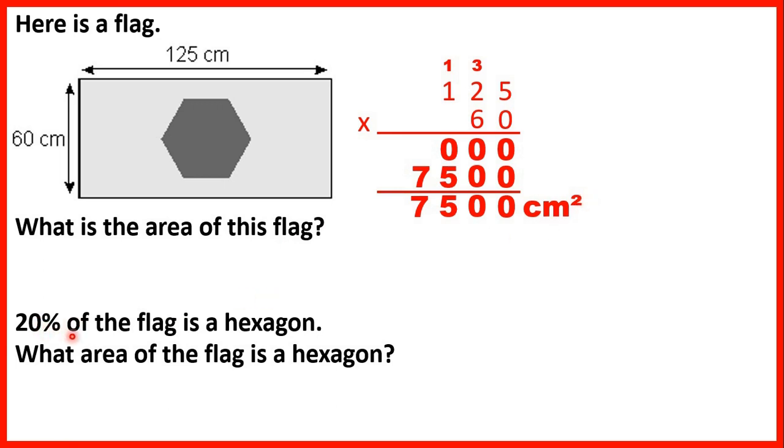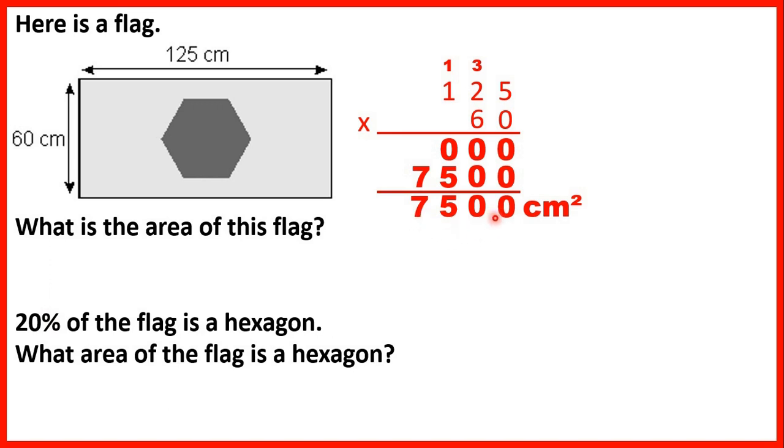Now 20% of the flag is a hexagon. What area of the flag is a hexagon? So a percentage is a fraction with a denominator of 100. So we need to find 20% or 20 hundredths of 7,500.